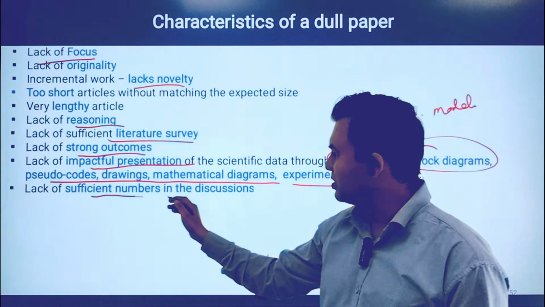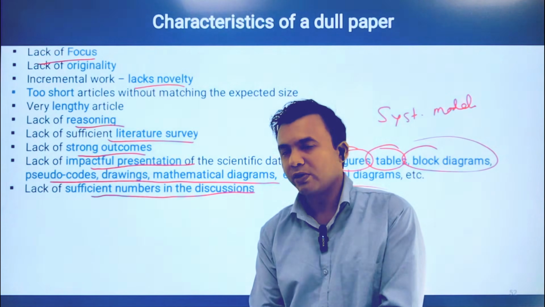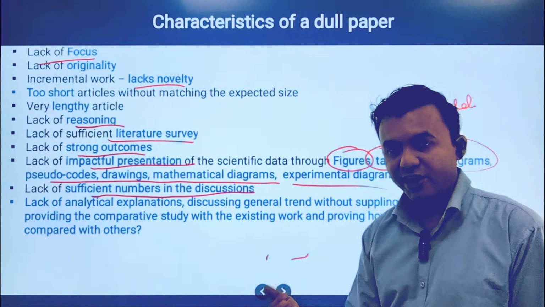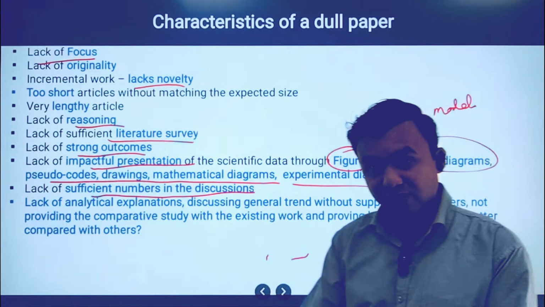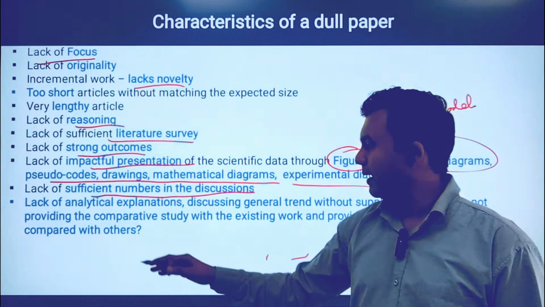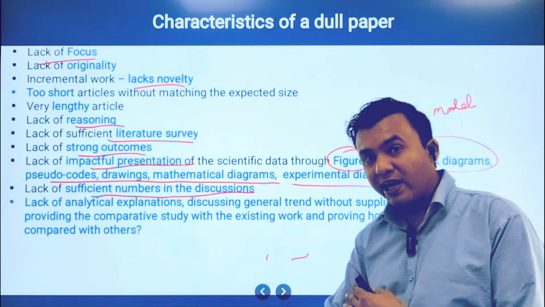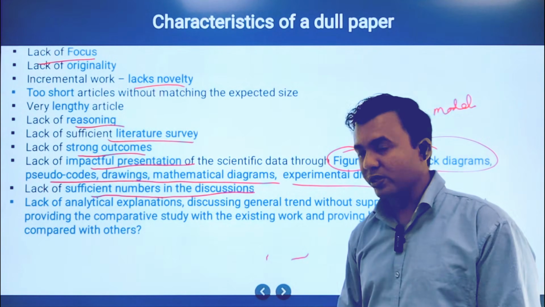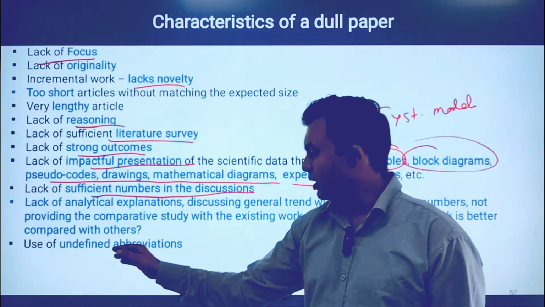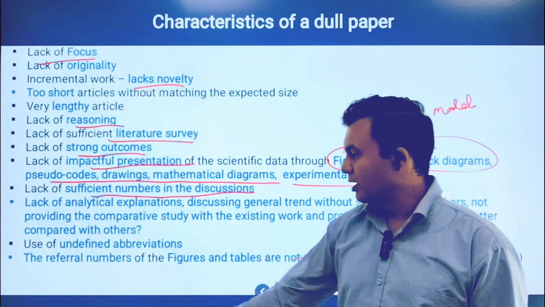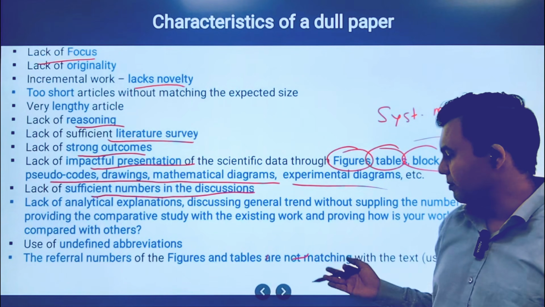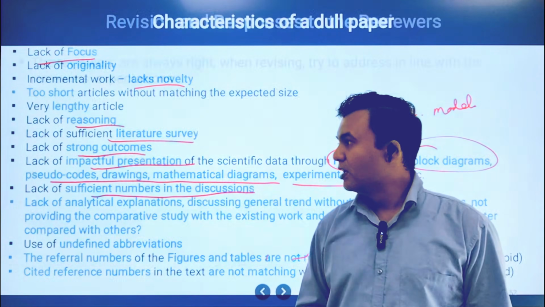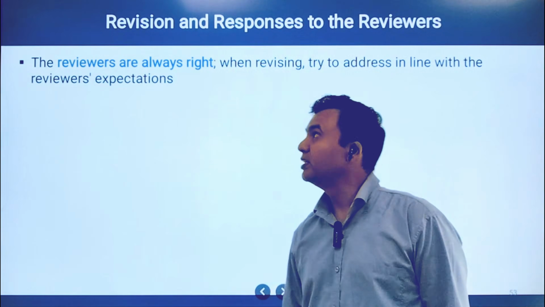Lack of sufficient numbers in the discussions. We just discussed like a newspaper, right? Kind of a fiction novel. Lack of analytical explanations, discussing general trends without the support of a number. We haven't provided comparative studies with the previous works, or we are not comparing with our own works. Use of undefined abbreviations. The referral numbers, figure and table numbers are not matching. Cited reference numbers are not matching, right? So these were the characteristics of a dull article.